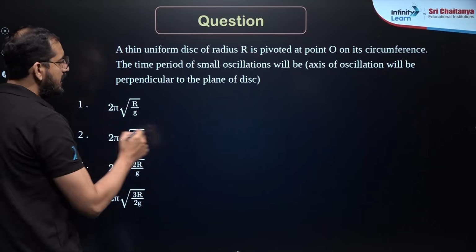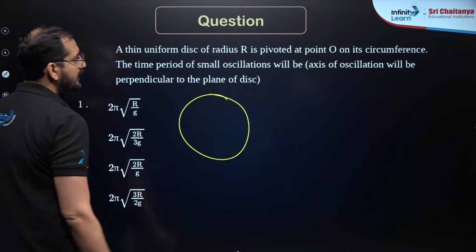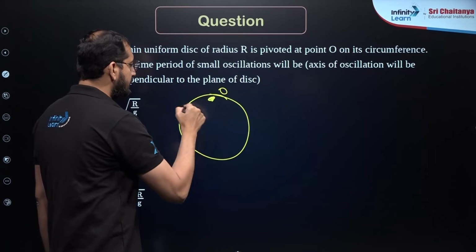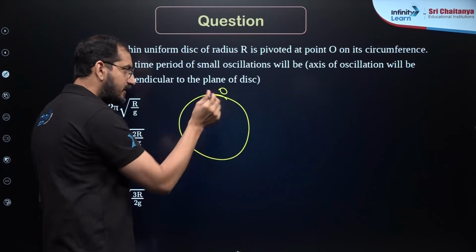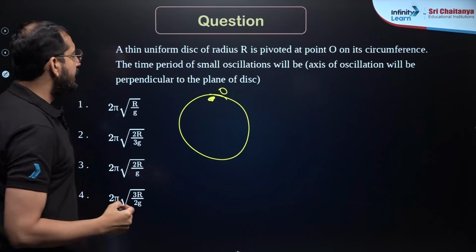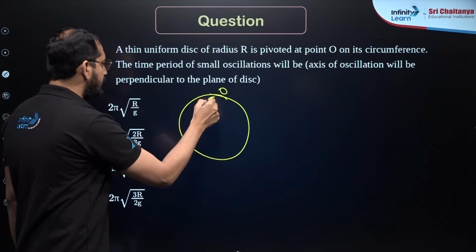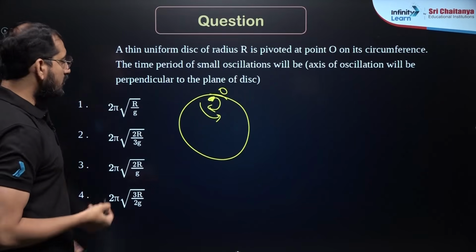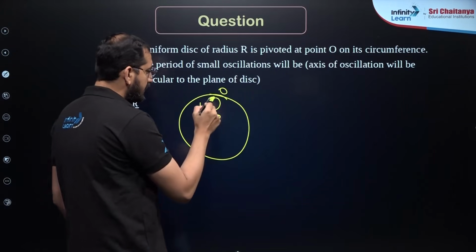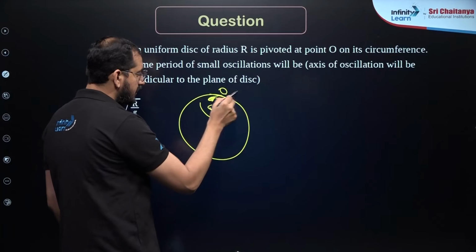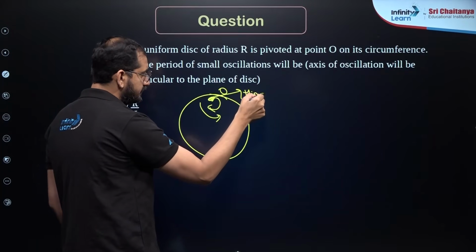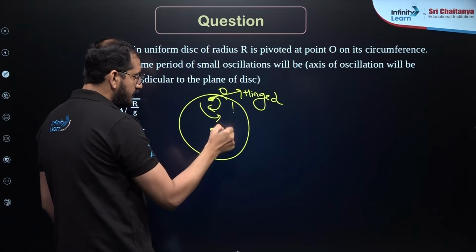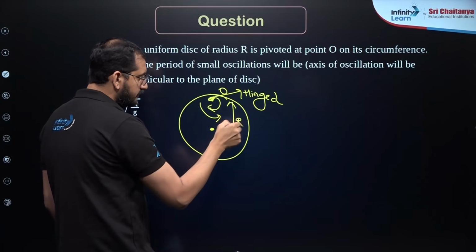So now we have a thin uniform disc and it is pivoted at the highest point O like this. Okay, and that axis is perpendicular to the board. And about this axis, it wants to oscillate like this. I want to calculate the time period. This is the hinge point. This is the center of mass C. The distance between them is obviously the radius.